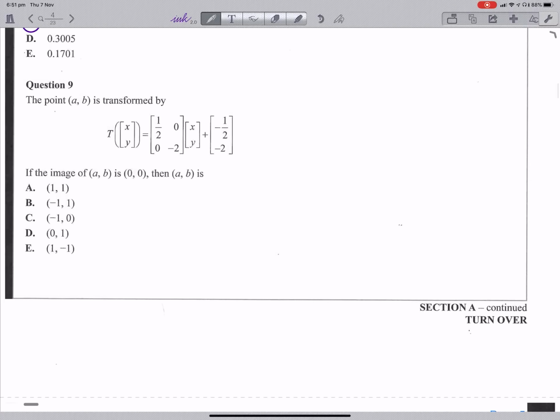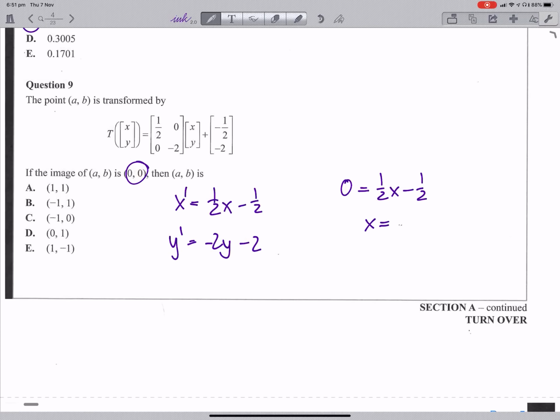That looks good. Okay, the point AB is transformed and the image of AB is 0, 0, so it becomes 0, 0. So x dash is 1/2 x minus 1/2, y dash is negative 2y minus 2. It becomes those points, so 0 equals 1/2 x minus 1/2, so x equals 1, 0. Oh, you stupid thing.